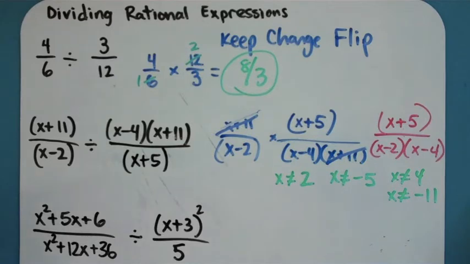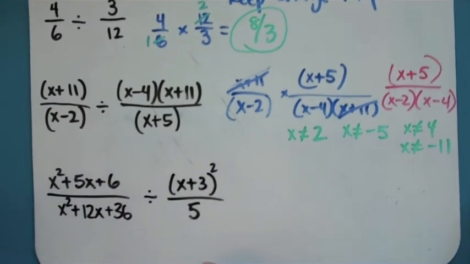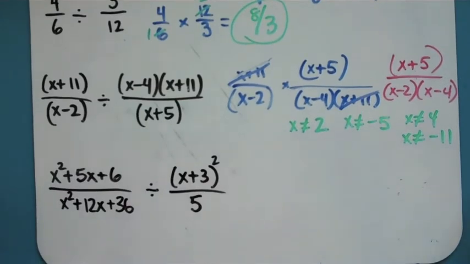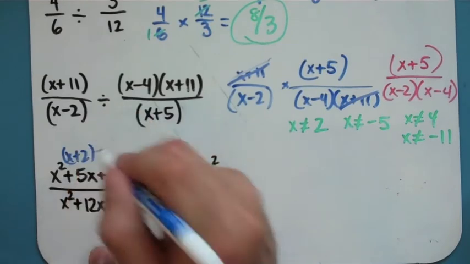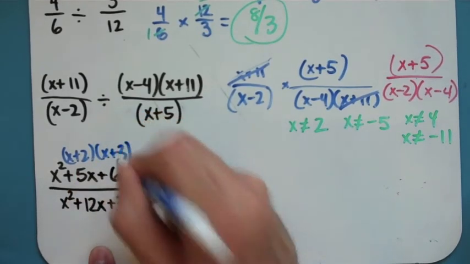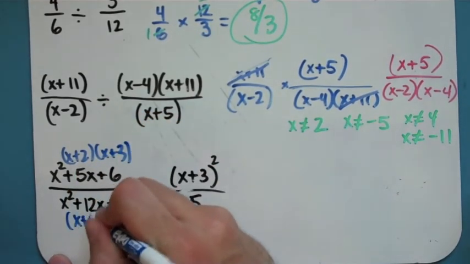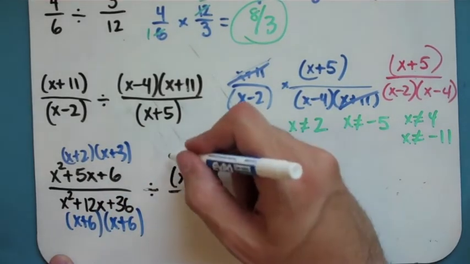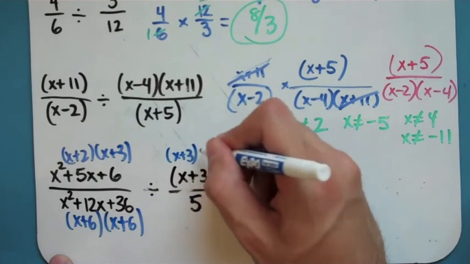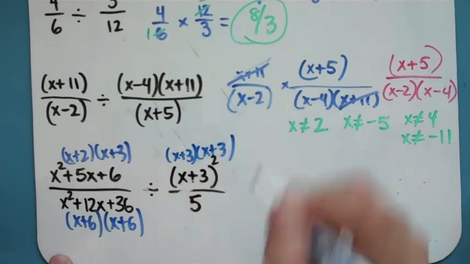And in our last problem of the video here, again, if you see terms like this, where you've got a lot going on, you should try to factor it first. It just makes your job so much easier. And skipping the work on that, this guy turns into x plus 2 times x plus 3. This guy's going to be x plus 6 times x plus 6. This guy, it's x plus 3 squared, so I'm just going to write it out as x plus 3 twice.